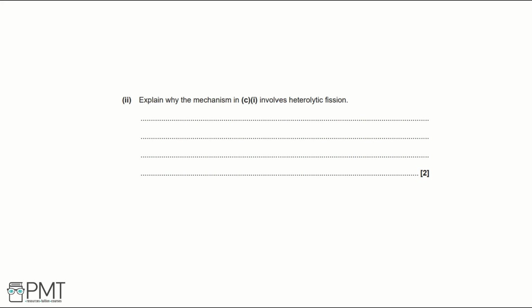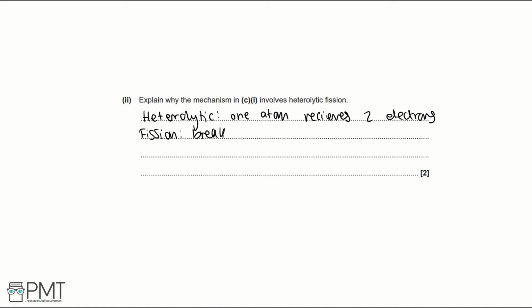Part 2. Explain why the mechanism in C Part 1 involves heterolytic fission. So the first mark in this question comes from defining the word heterolytic. Heterolytic means that one bonded atom will receive both electrons, or 2 electrons in this case. Then your second mark comes from defining the word fission. So fission is the breaking of a covalent bond. So this is how the 2 marks are awarded, one for defining heterolytic and one for defining fission.